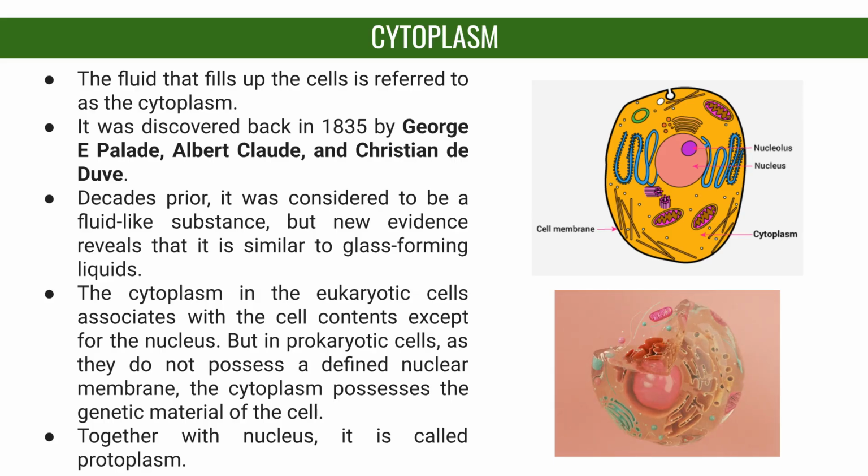The cytoplasm is the fluid that fills up cells. It was discovered in 1835 and is now considered similar to a glass-forming liquid. In eukaryotic cells, it includes all cell contents except the nucleus. In prokaryotic cells, the cytoplasm holds the genetic material. Together with the nucleus, it is called protoplasm.